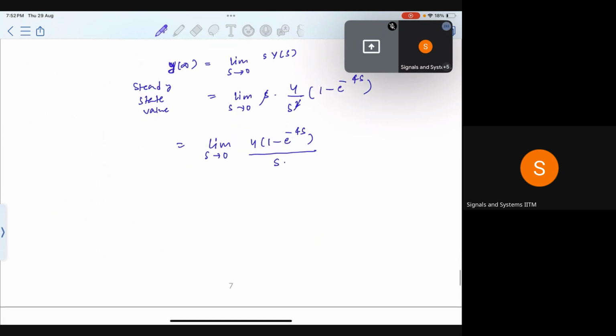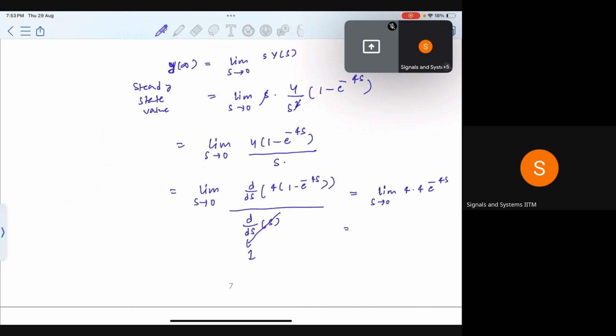So what is this? This is limit s tends to 0 of d by ds of 4 into 1 minus e power minus 4s, by L'Hopital's rule. This is 1. What happens to this? This is 16. Is that okay?